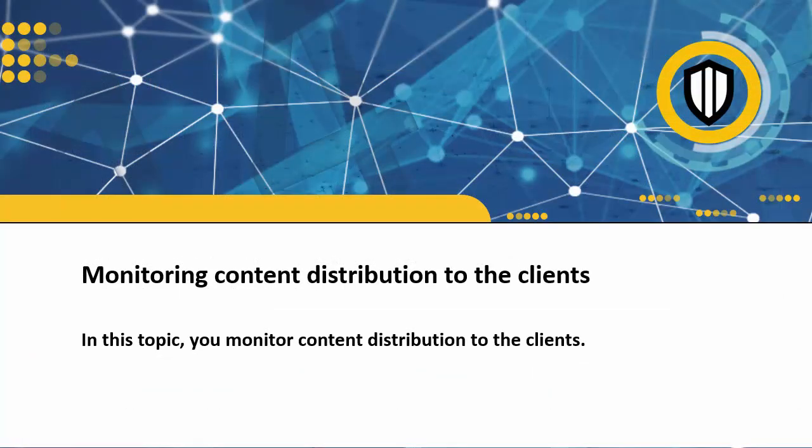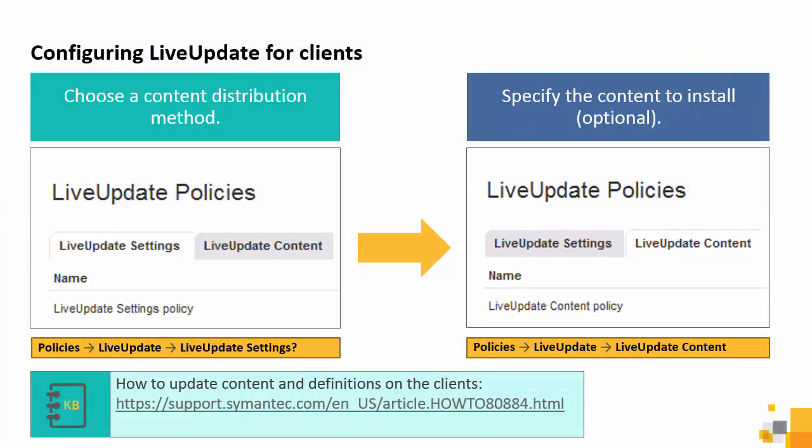This is the monitoring content distribution to the client topic. When configuring live update for clients, you choose a content distribution method. You can also specify the content to install. However, this is optional. Note the default configuration for live update content policies is for the clients to download the latest available. Your other options are to select specific revisions for particular content types, which keeps the client at that revision until you manually change the content policy. For information on how to update content and definitions on the clients, see the KB shown on the slide.